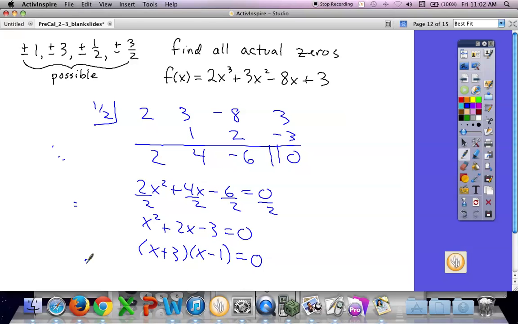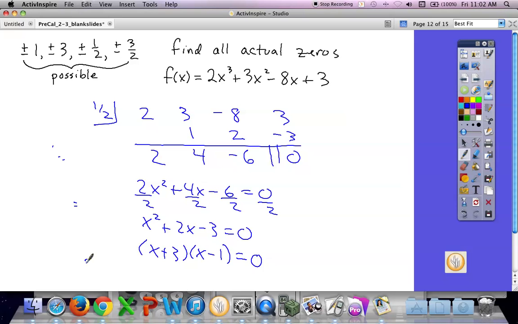Okay, but that's the strategy, right? You use your calculator to find the first one. It's nice sometimes to run it up against your list and see whether it looks like it's one of those. All right, sometimes you'll get something that is not anywhere close to any of your numbers, and you know that means it's irrational. You're not going to find it through synthetic division.